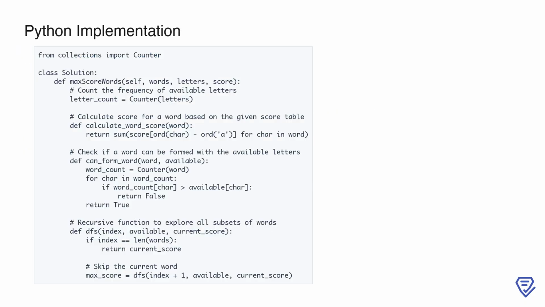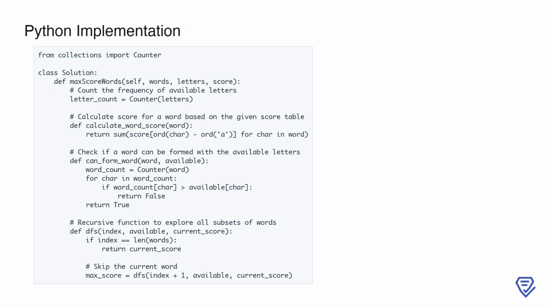resources. Here, we start by importing the Counter class from the collections module, which will help us efficiently count the frequency of letters. Inside our solution class, we define the main function, maxScoreWords. This function takes 3 parameters: words, which is a list of words we can use, letters, which is the collection of available letters, and score, which is a list that maps each letter to its respective score. The first step is to create a letter_count variable using Counter to store the frequency of each available letter.